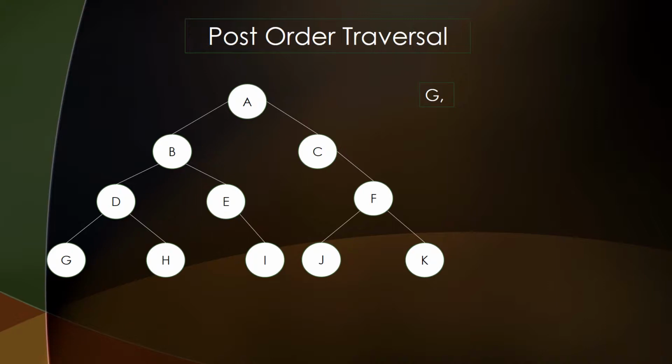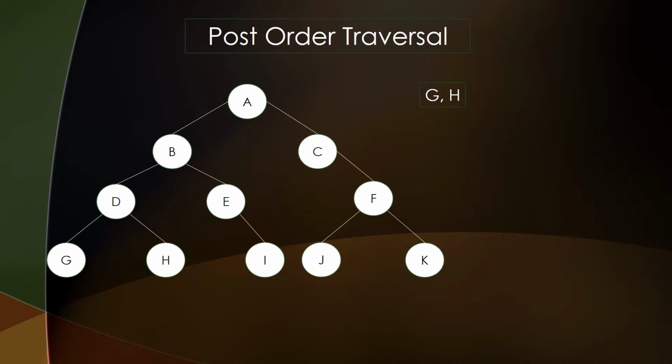Now we have reached the leaf node G, which is the leftmost node in the given tree. So we'll insert G into the array, and this will be the first node which we have visited in the tree. Next, the second step of the algorithm is that we need to traverse the right subtree or the right node in the tree. Since after G, H is the right node in the tree, we'll traverse H and insert H into the array. So here it is, we have inserted H into the array.